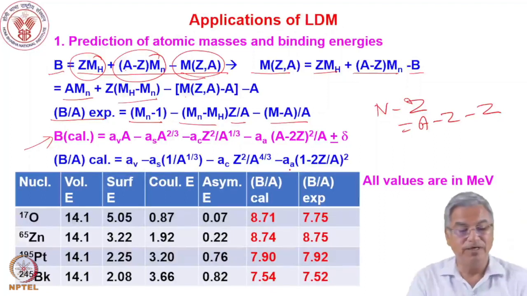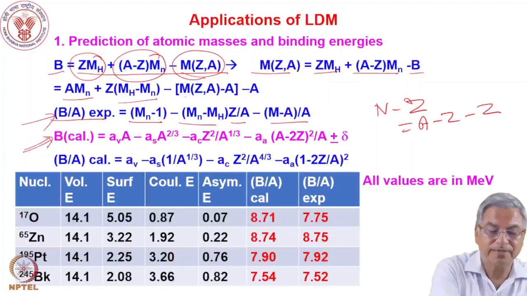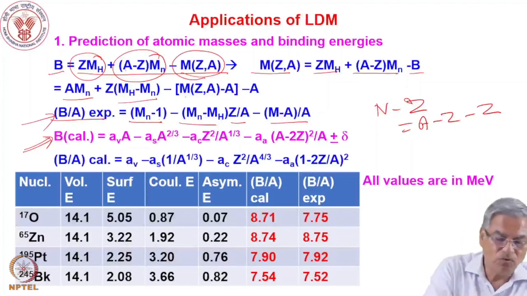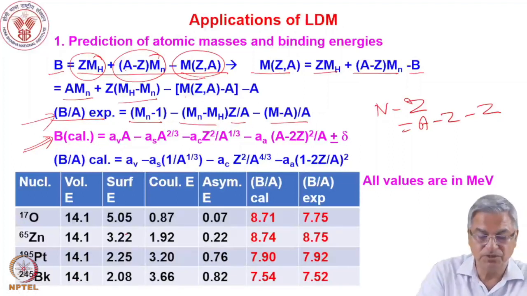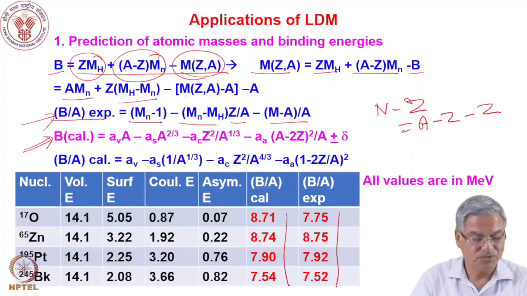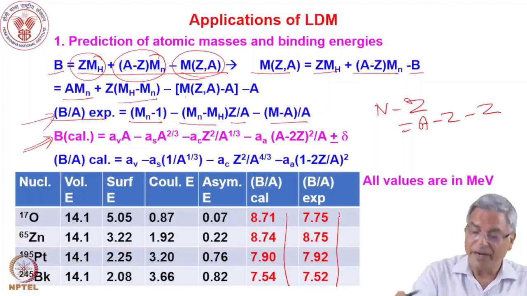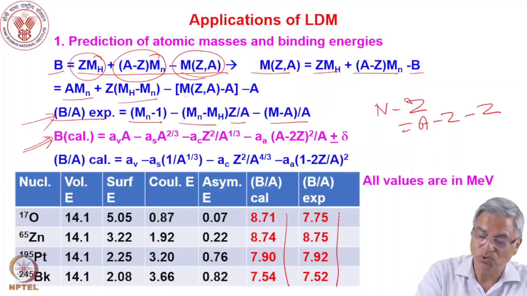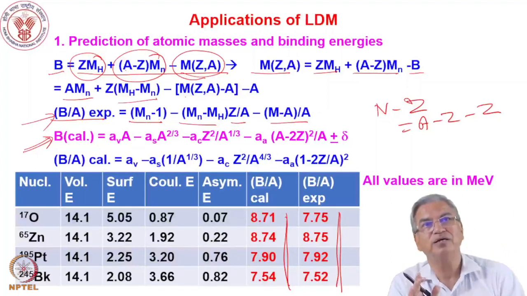And now what I am showing in the table here are the calculated and experimental masses. You can get the experimental binding energy from here and the calculated one from here. See the table here for nuclei of different mass numbers, for example oxygen 17. The volume energy term is constant, 14.1 A_V. The surface energy term is decreasing with the mass number, and the Coulomb energy term is increasing with the mass number. Then the asymmetry energy, then the binding energy per nucleon calculated and experimental. What you can see here is that it is quite accurately predicting the masses or the binding energy. Once you know the binding energy, you can calculate the masses also. The calculated and the experimental binding energies are very close to each other. So this explains the success of the liquid drop model in explaining the masses of the nuclei.